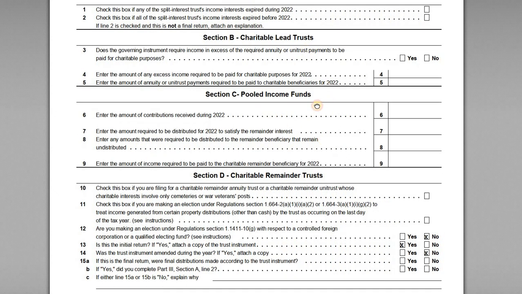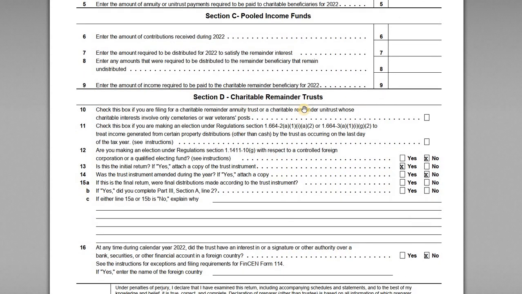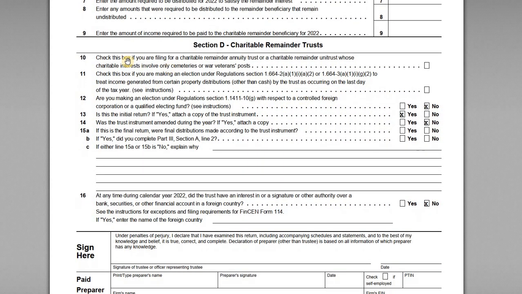We are not a pooled income fund, so we can leave that blank. We are a charitable remainder trust, so we're going to fill out this section. It asks if we're filing this, whose charitable interests involve only cemeteries or war veterans posts. That's not our case here, right? Our remainder is a medical charity. It's not a cemetery or a war veterans post.